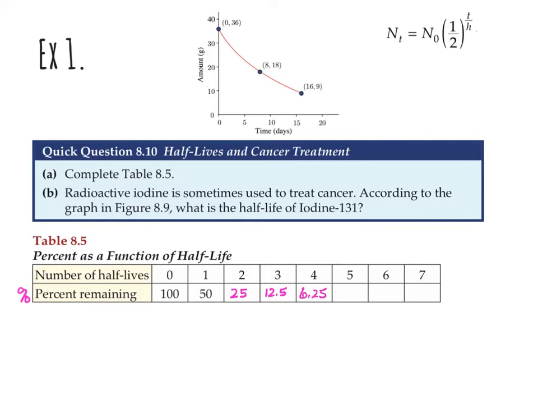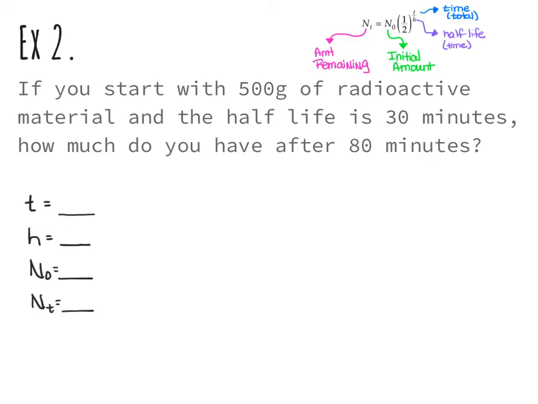Continuing on, we have 3.125. You can easily put this in your calculator, take the value and divide it by 2, and then we have 1.5625, and then finally 0.78125.